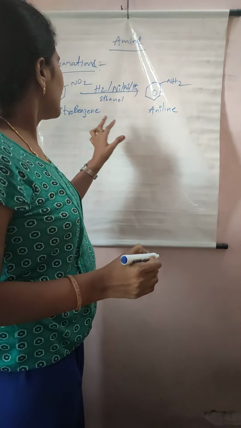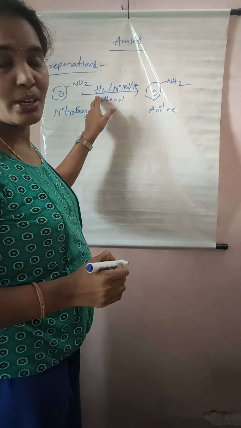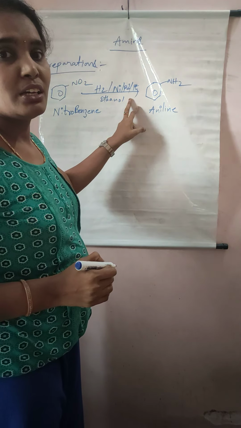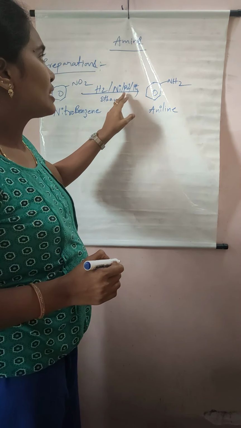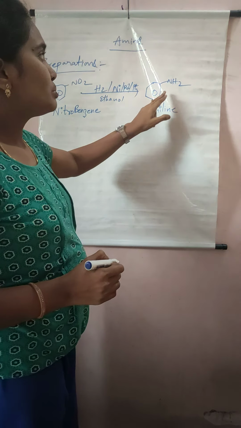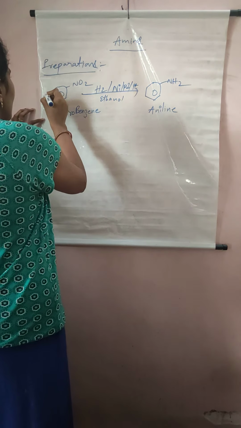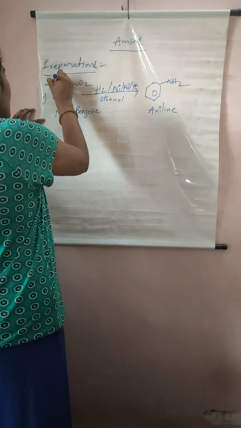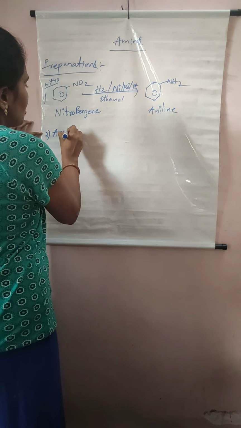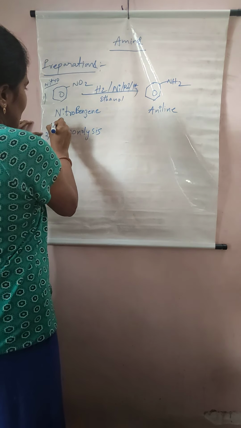Have you seen, students? First you take nitrobenzene and pass it through hydrogen gas in the presence of a catalyst, catalytic reduction with nickel or palladium or platinum. Then this NO2 group becomes NH2. So that is from nitro. Next, the second one, from ammonolysis.